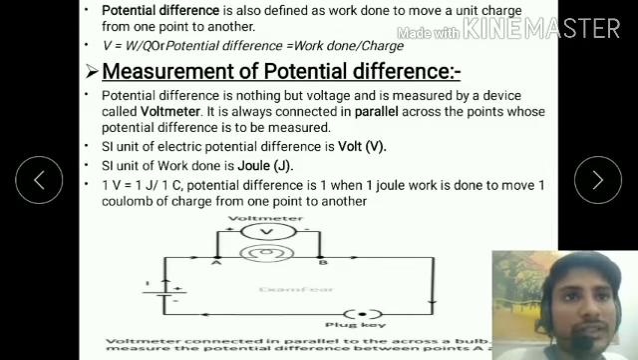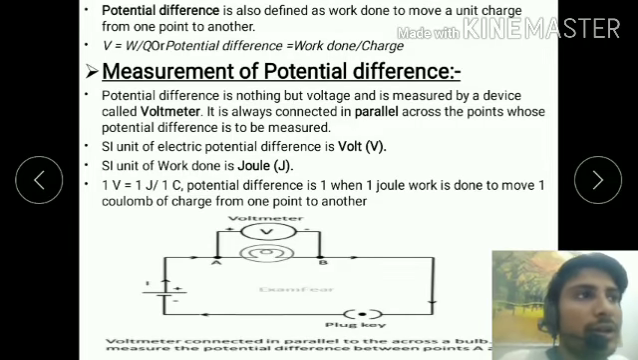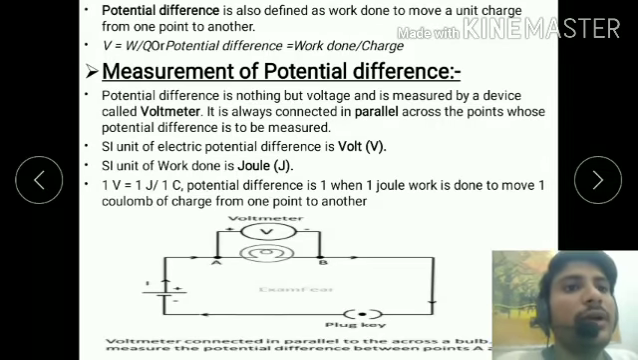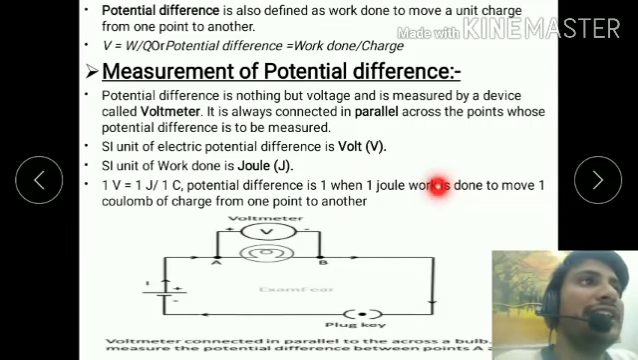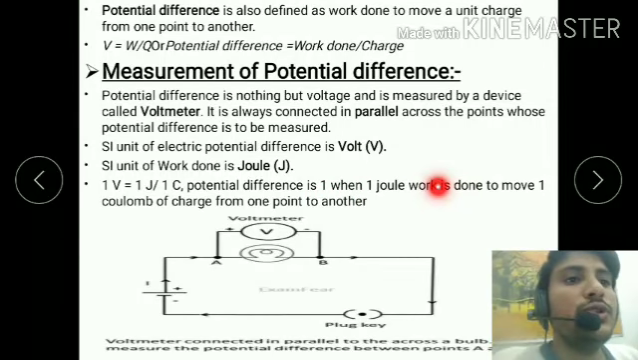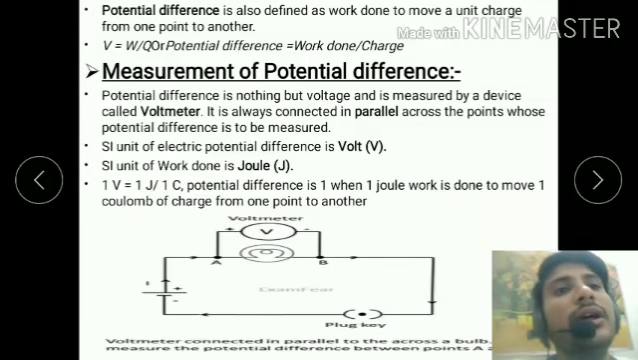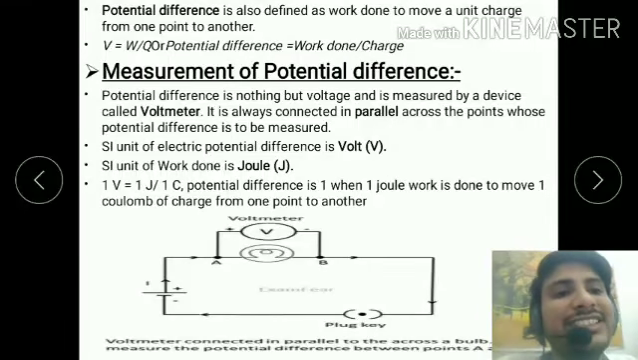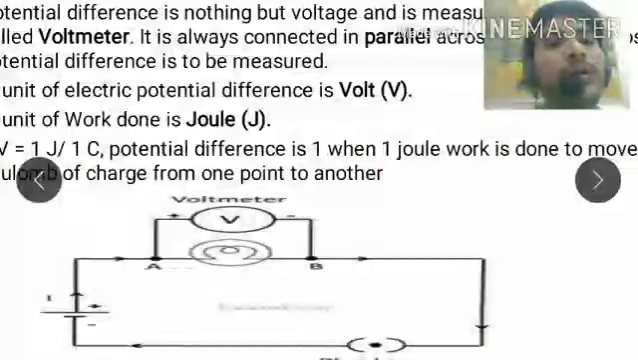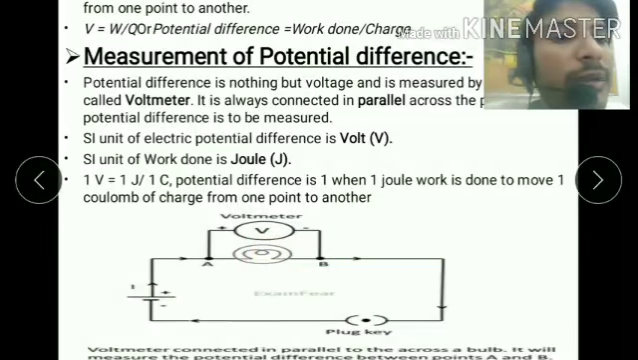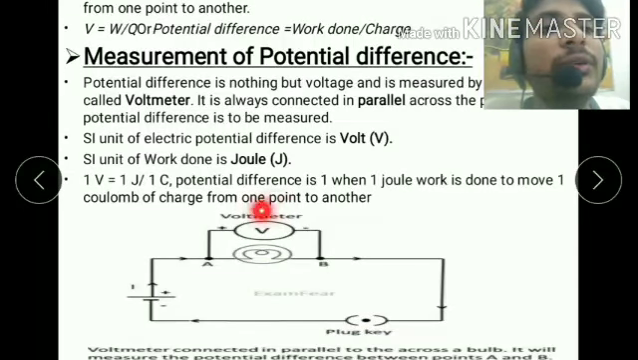You can learn the definition: work done to move a unit charge from one point to another point. And you can say that when 1 joule of work is done to move 1 coulomb of charge from one point to another, it is called 1 volt of potential difference. This is the diagram of the voltmeter, how the voltmeter is applied. This is the circuit diagram: battery, bulb, key, and look at this, this is the voltmeter.